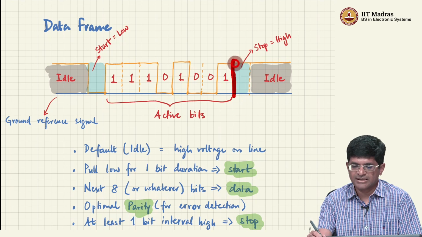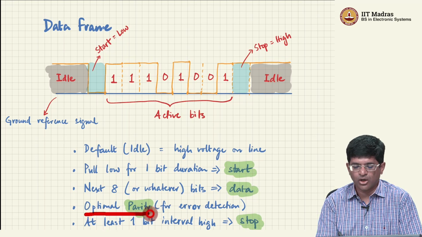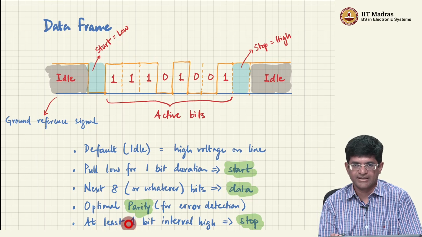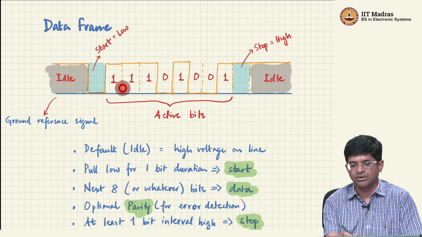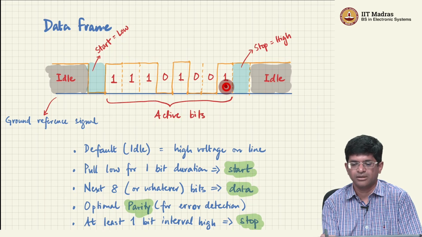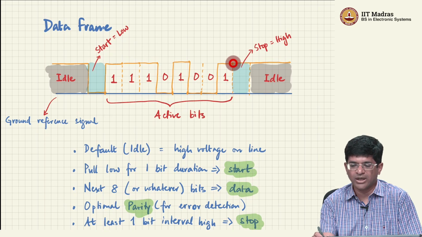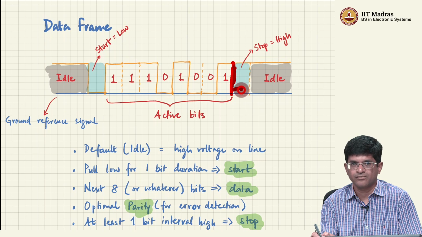Now, in between this last bit and the stop bit, there are what are called optional parity bits, which can be used in order to detect errors. The idea behind a parity bit is simple. It looks at how many ones I transmitted. 1, 2, 3, 4, 5. Now, if I want to indicate even parity, I am going to send one more 1 in between this last one and my stop bit, so that the total number of ones becomes even.